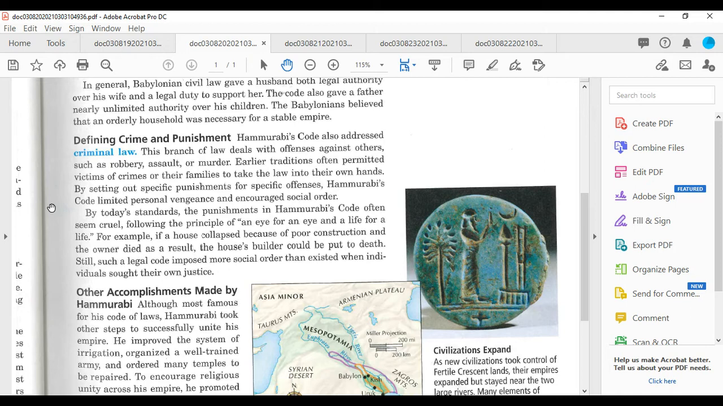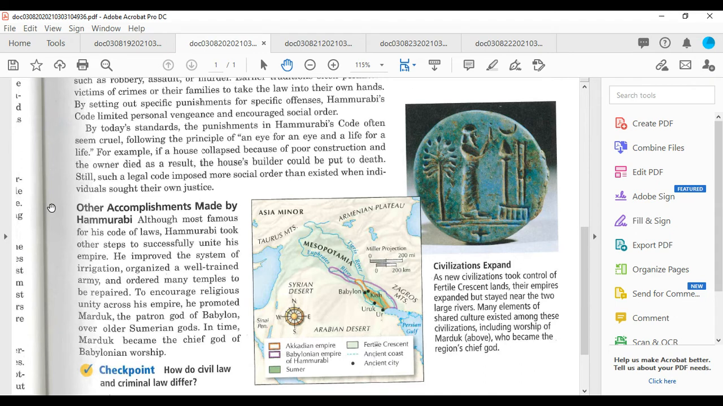By today's standards, the punishments in Hammurabi's Code often seem cruel, following the principle of an eye for an eye and a life for a life. For example, if a house collapsed because of poor construction and the owner died as a result, the house's builder could be put to death. Still, such a legal code imposed more social order than existed when individuals sought their own justice.